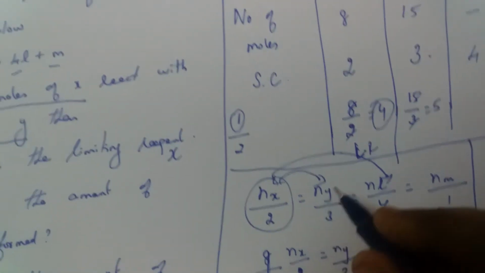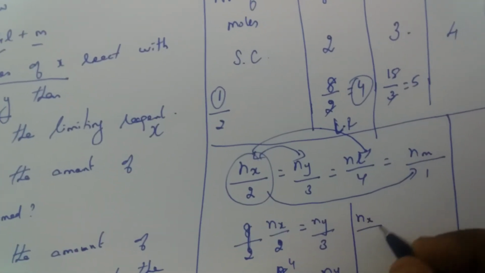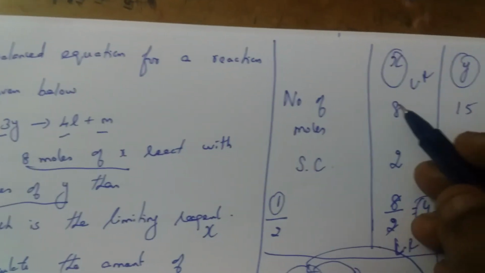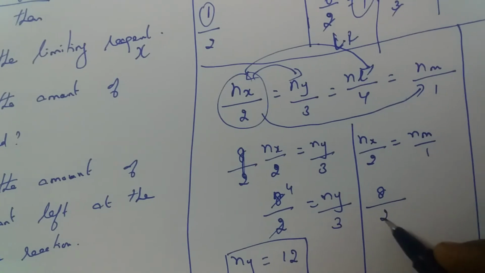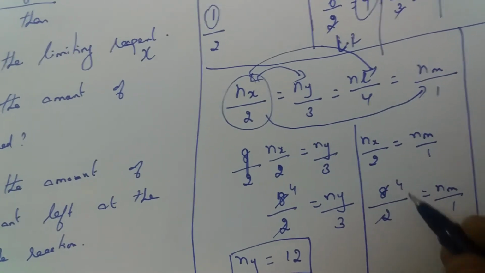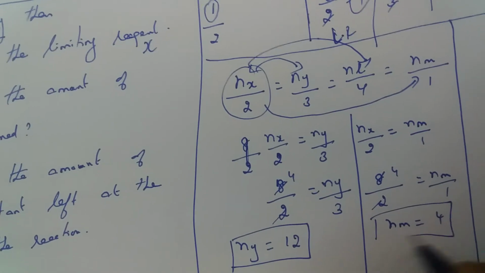Similarly, you have to correlate the remaining two. That is Nx by 2 is equal to Nm by 1. Nx, the fixed one, the number of moles is 8. Therefore, 8 by 2 is equal to Nm by 1. Therefore, we get Nm equal to 4. Number of moles of M is 4.